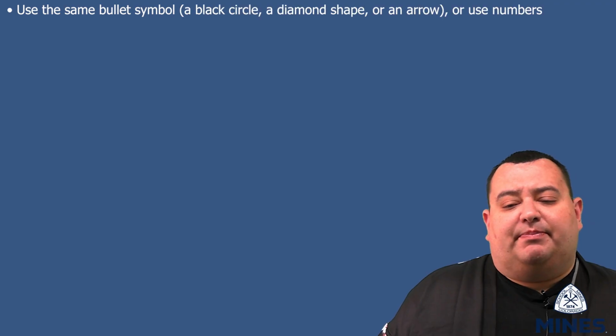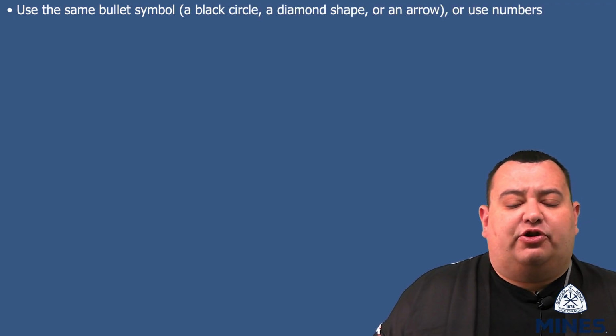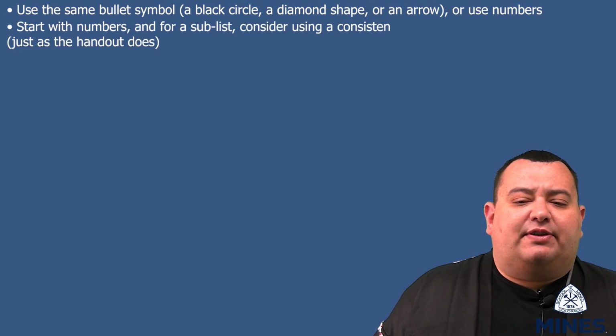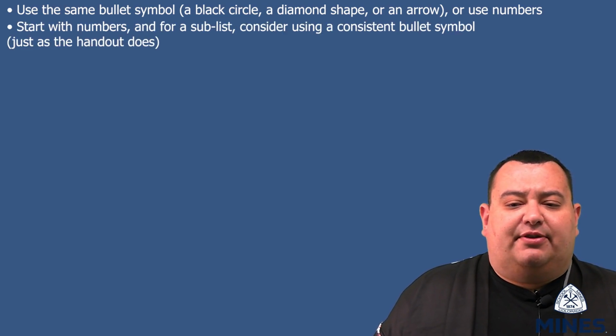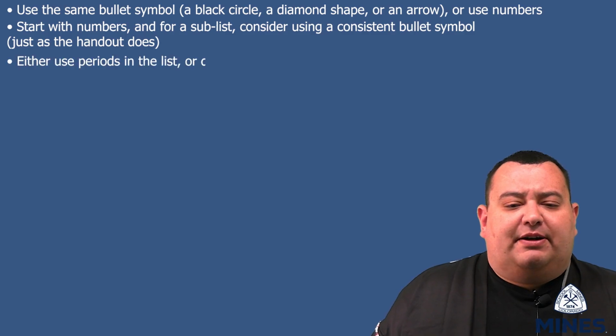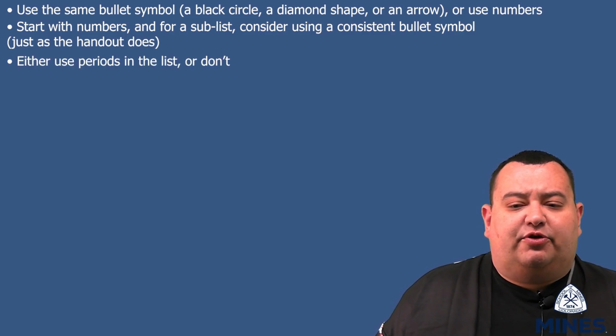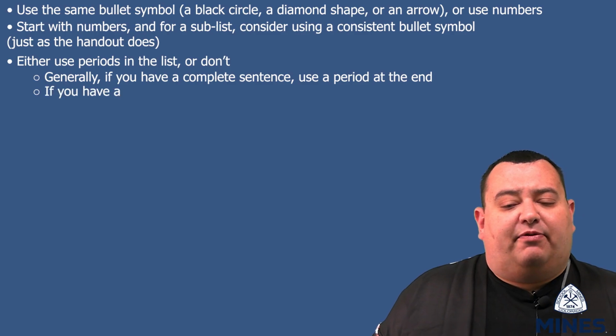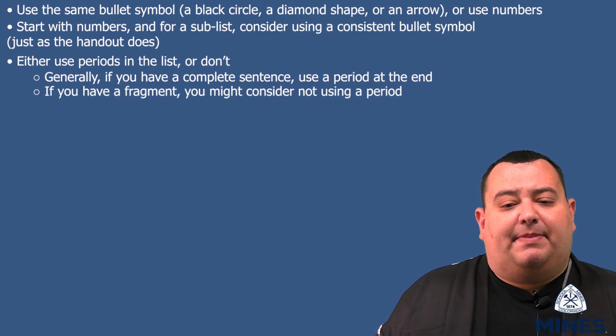We must remember to be consistent. So use the same bulleted symbol, a black circle, a diamond shape, or an arrow, or use numbers. Start with numbers, and for sublists, consider using a consistent bullet symbol, just as a handout does. Either use periods in the lists or don't. Generally, if you have a complete sentence, use a period at the end. If you have a fragment, you might consider not using a period, but be consistent.